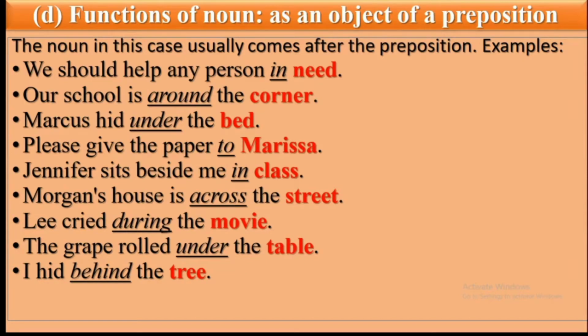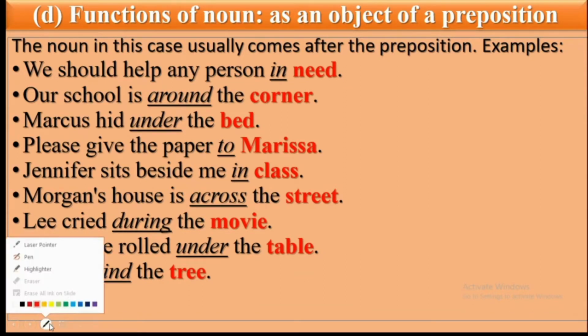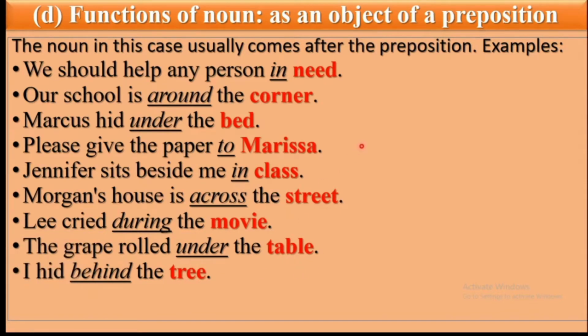Second sentence, our school is around the corner. In this sentence, the corner is a noun because it has been used as an object of the preposition around. And the next sentence, Marcus hid under the bed. In this sentence, the bed is a noun because it has been used as an object of the preposition under. Now we are going to the next slide.